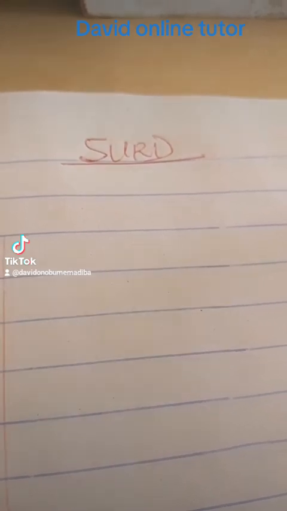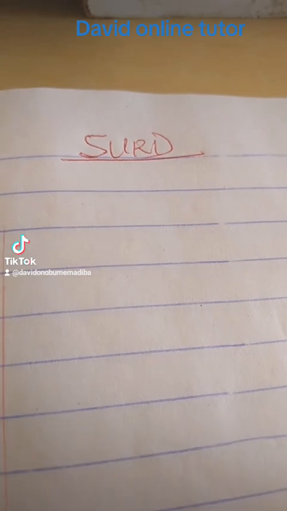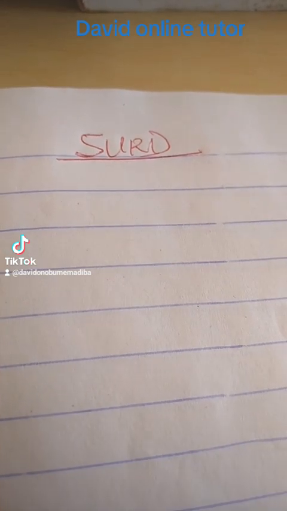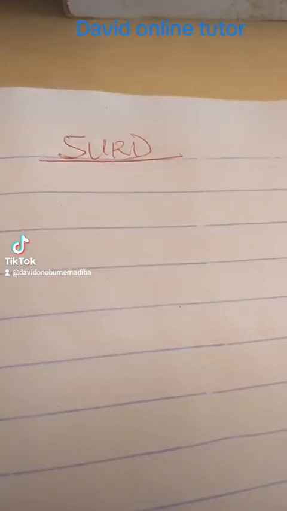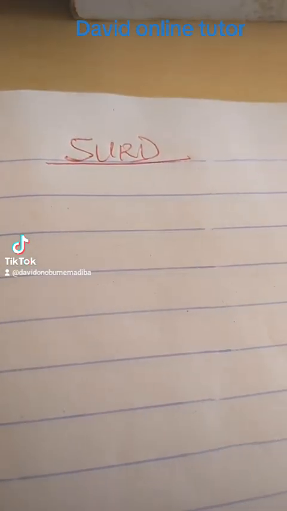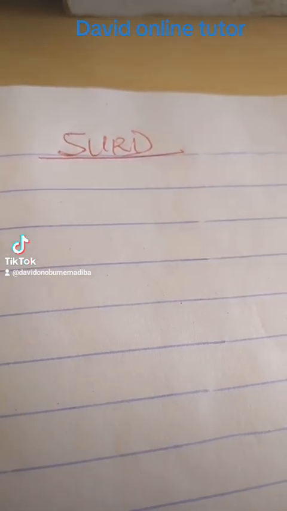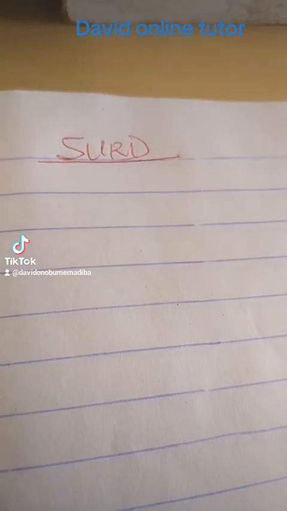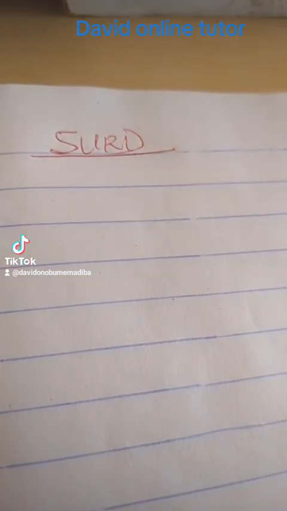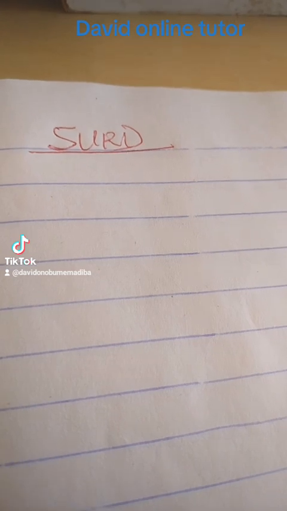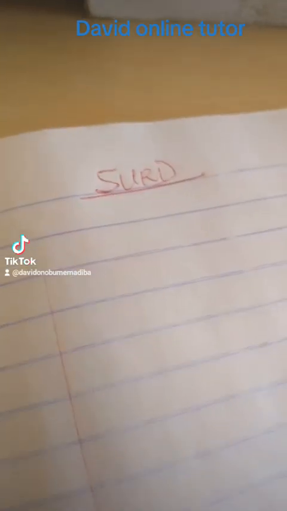Now, when we talk about surds, there are certain things you need to understand. Things like rational numbers and irrational numbers, or you call them non-rational numbers. Now let's begin with rational numbers. Numbers that are expressed as exact fractions or ratio are called rational numbers.